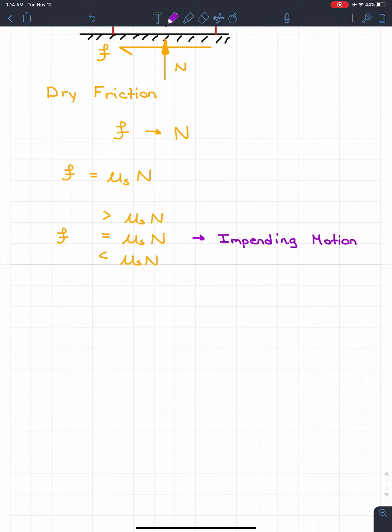Starting with the top one, if our frictional force is greater than mu_s times the normal force, what this means is the crate is sliding. And if that's the case, we don't know the frictional force. It's going to be something different. We have to start going into kinetics. And if our frictional force is less than mu_s times N, the crate is not moving.